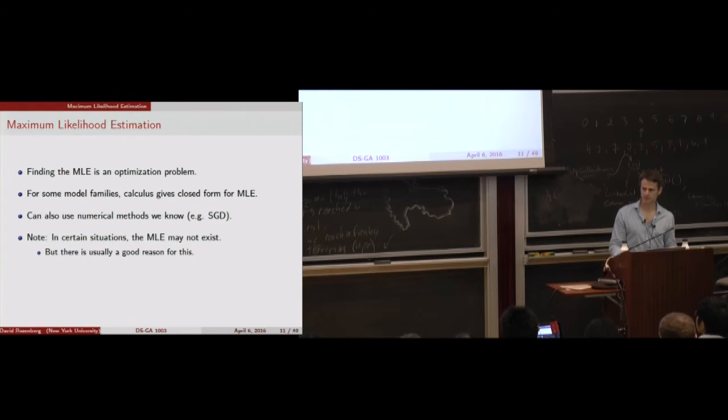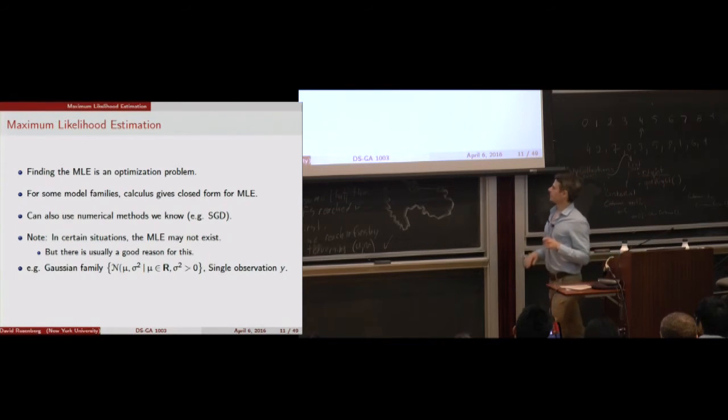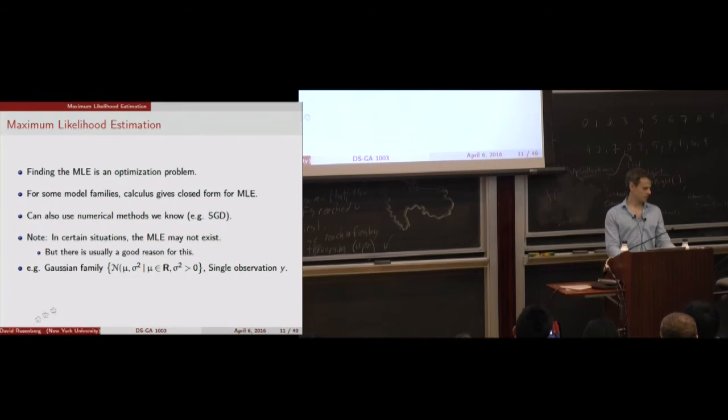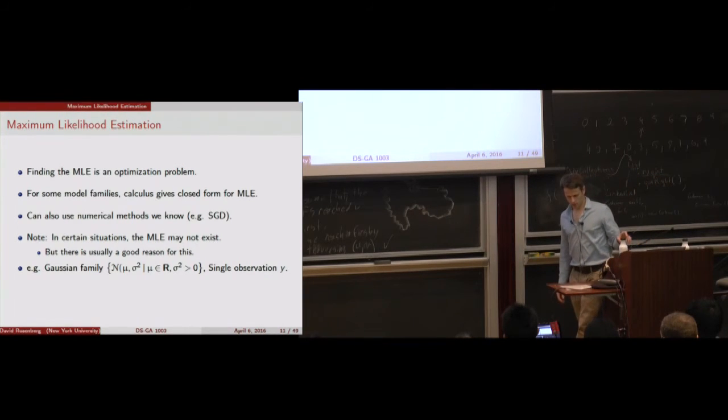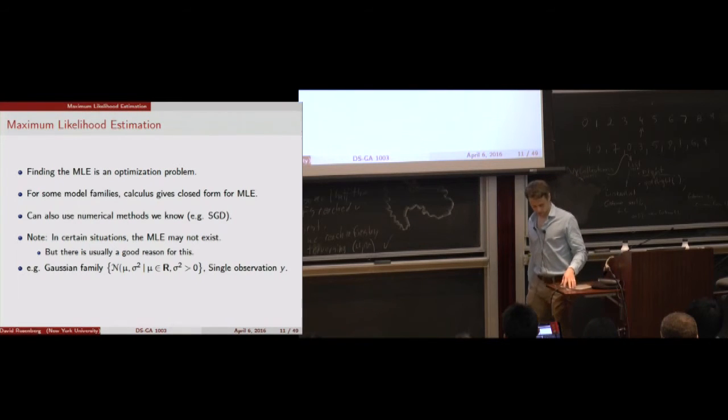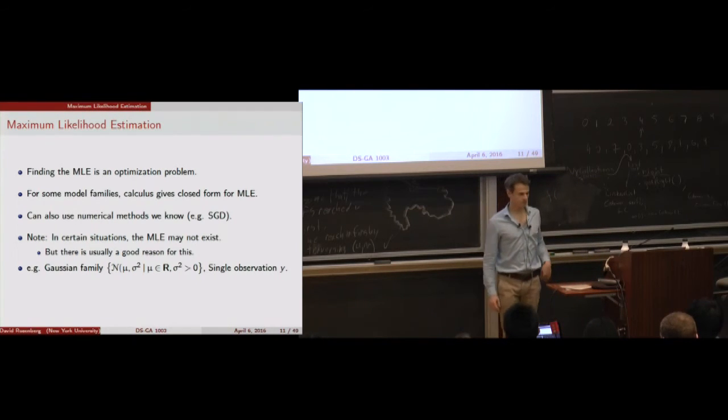But here's an important point to bear in mind. The maximum likelihood doesn't always exist, but a lot of times there's a good reason for it. So I just want to give you at least one example to bear in mind. Let's consider a Gaussian family of distributions. So univariate, it's Gaussians on reals. So we have mean and variance, 2 parameters to fit. And suppose we have a single observation y. Say y is 10. So what would you think the maximum likelihood mean would be?